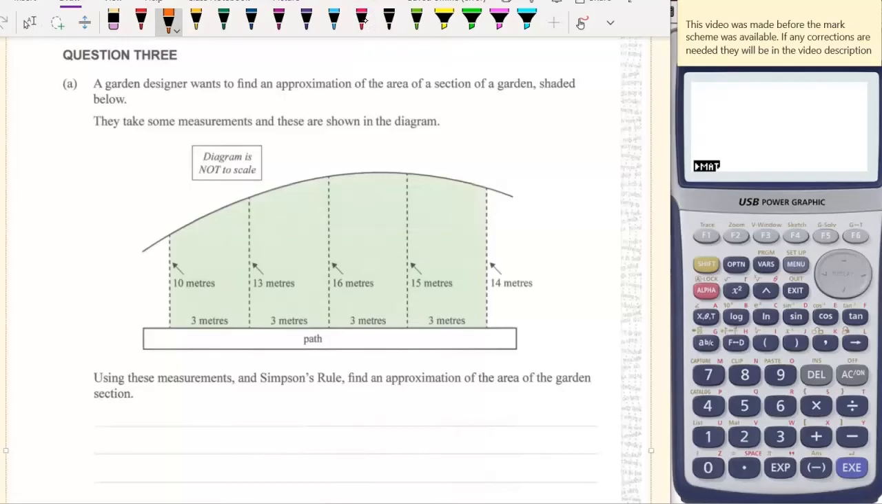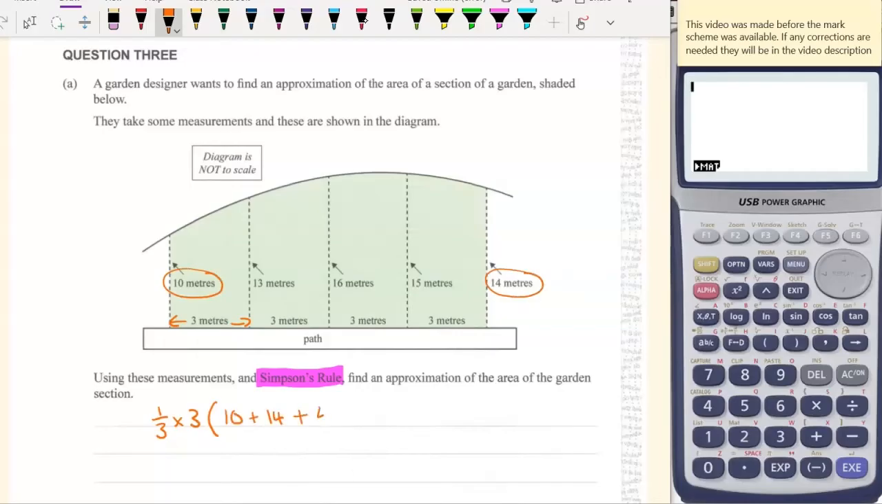Now, question 3, we have a Simpson's rule question to find this area. What we need to be able to do is interpret from the diagram the pieces of the Simpson's rule. So the h is the 3 meters that runs that width there. So for the Simpson's rule, we're going to have a third times by h, so that's times by 3. Then we take the first and the last values, pop them in.